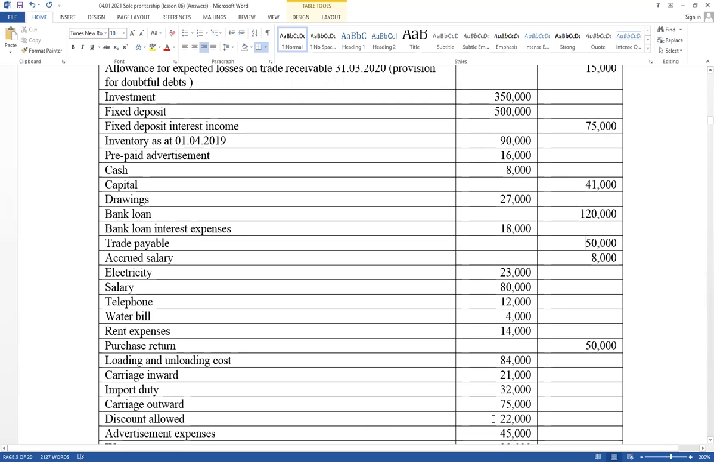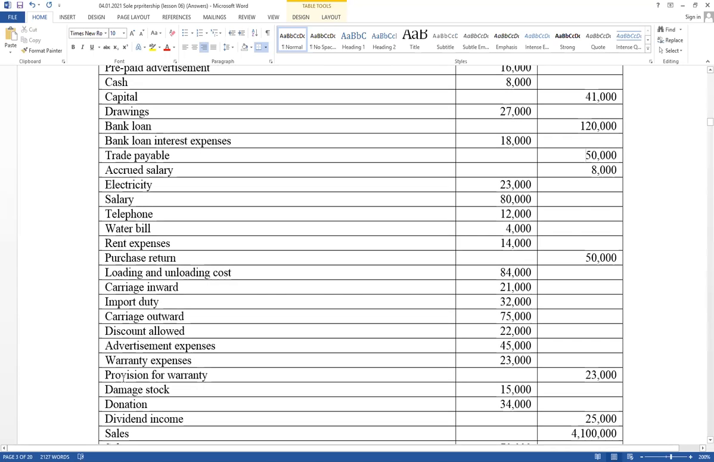And discount allowed. Discount allowed is a distribution expense. And advertisement expense is given, also distribution expense. Warranty expense, distribution. Provision for warranty. Think about this one: warranty expense account debit, provision for warranty credit. That adjustment I will discuss later.